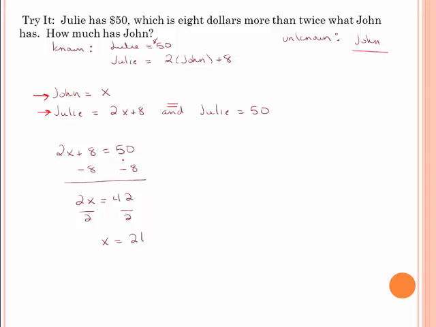That means we can set these equal to each other. 2x plus 8 equals 50. To solve, I subtract 8 from both sides, giving me 2x is equal to 42. Then I divide both sides by 2, and I get that x is 21. So John has $21.